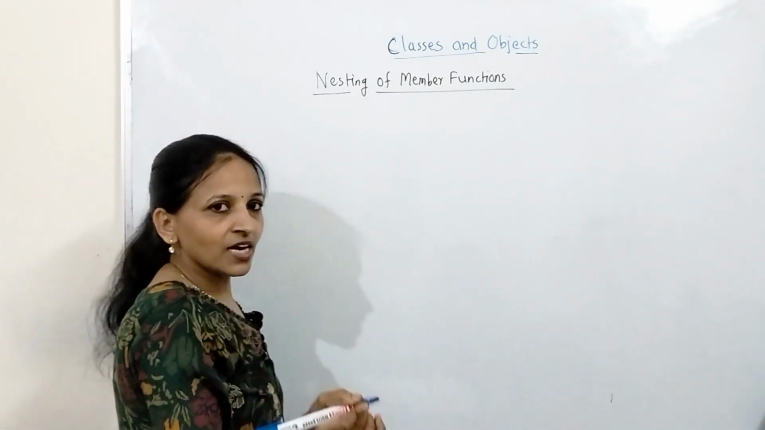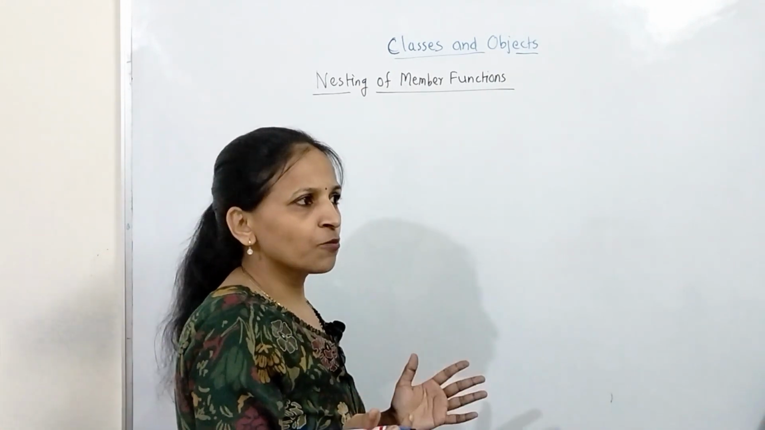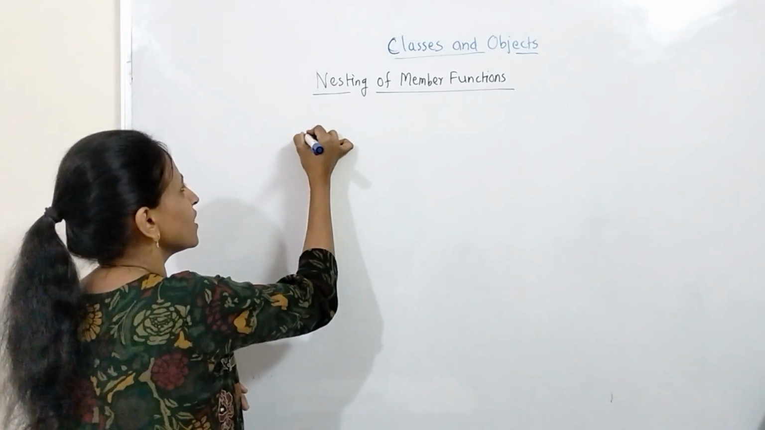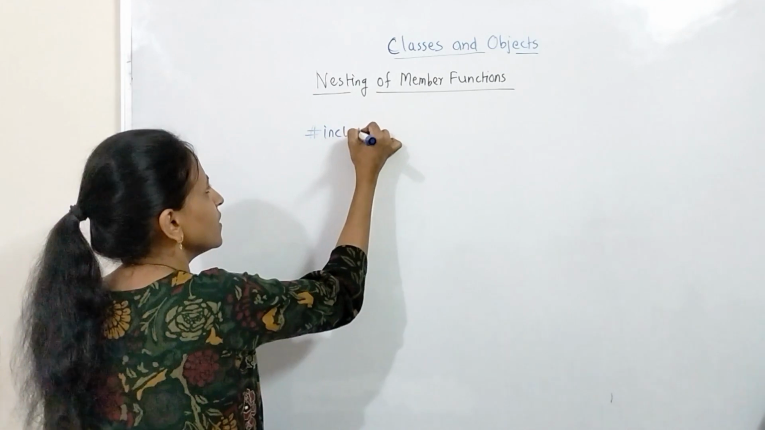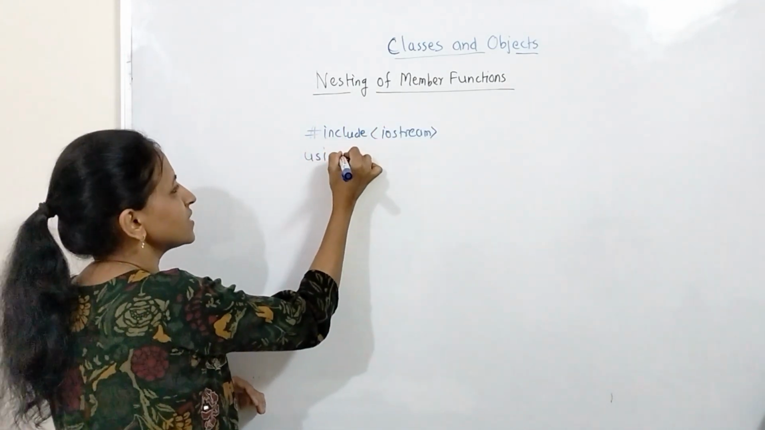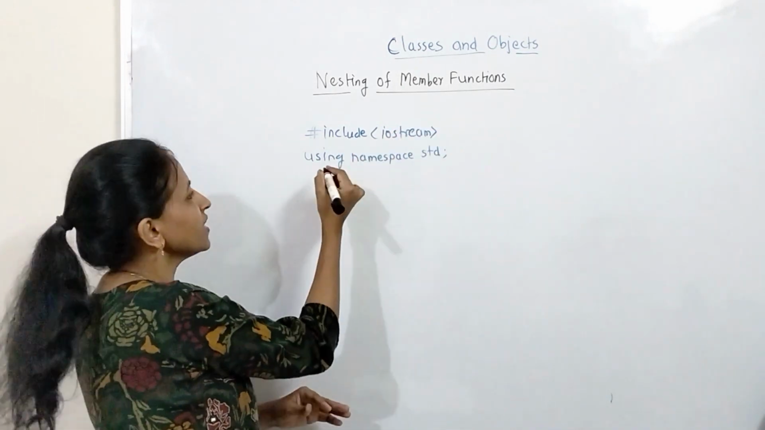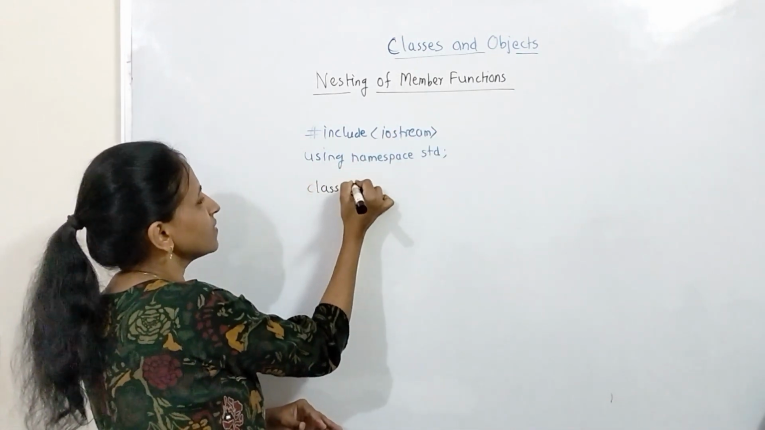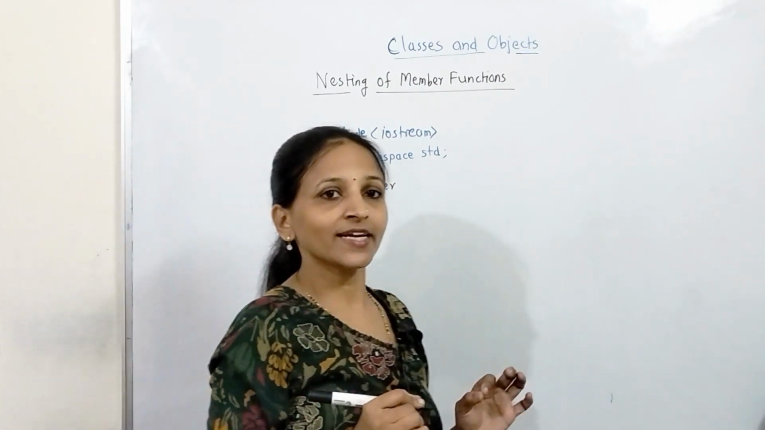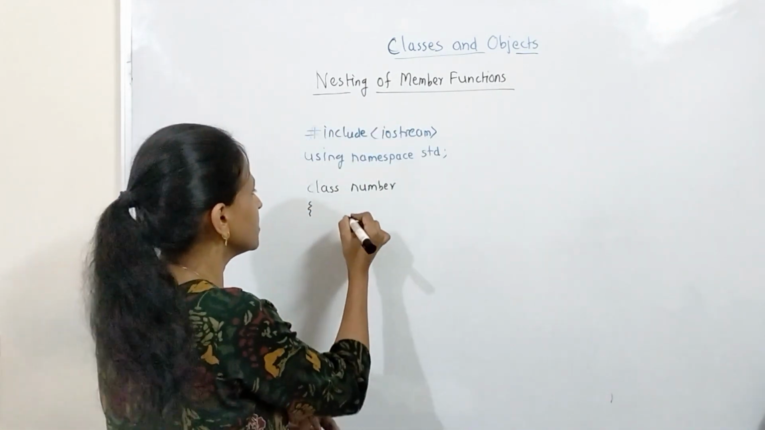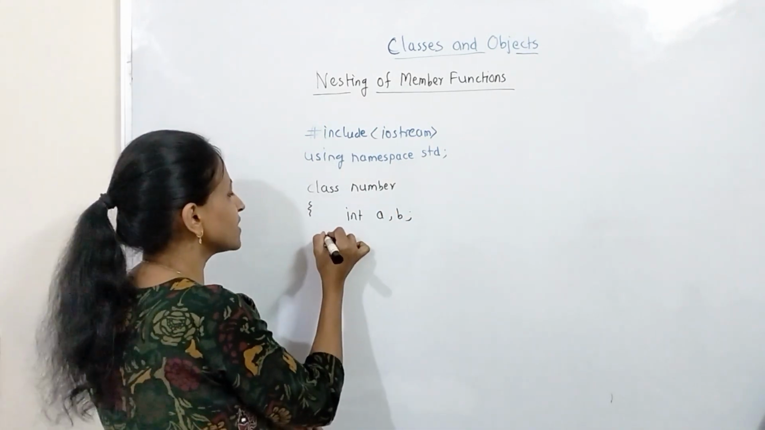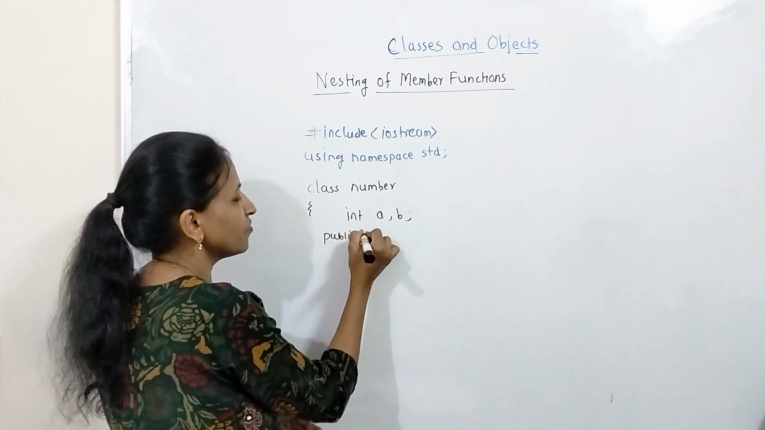I want to create one class. The name of the class is, suppose, number. First we have to write #include <iostream>, then using namespace std. Now see, I am creating here one class number, and here there are two data members, integer a and integer b. Inside the public section I am going to write member functions.